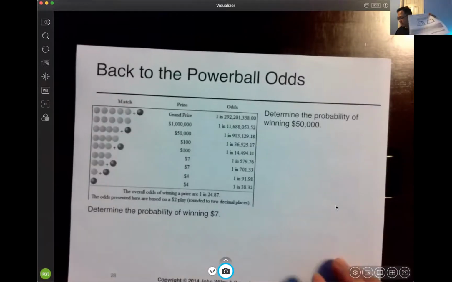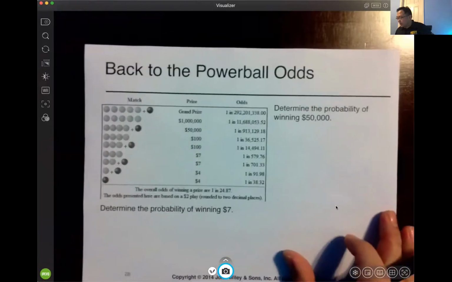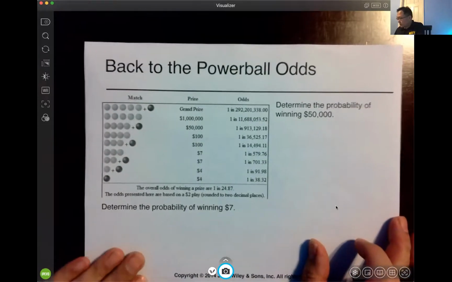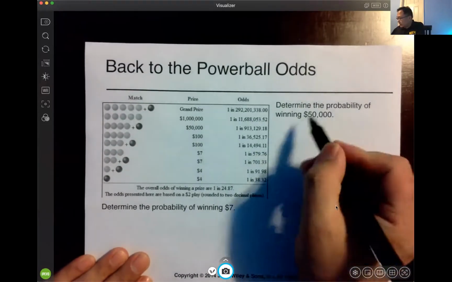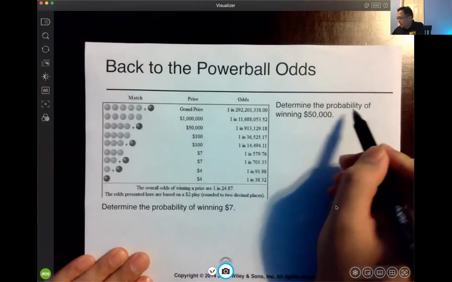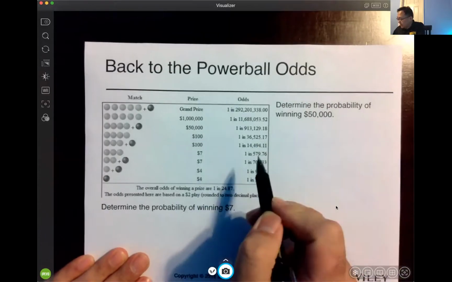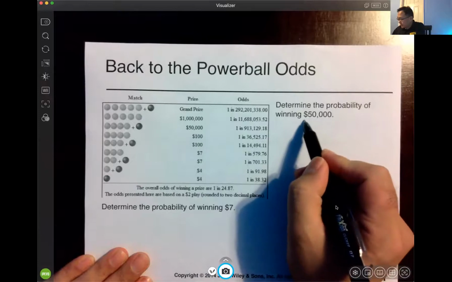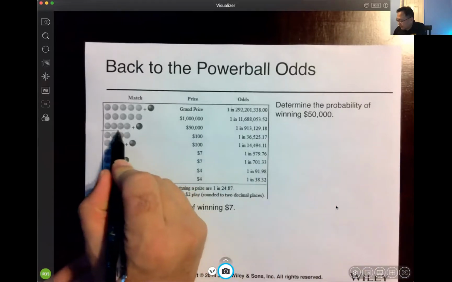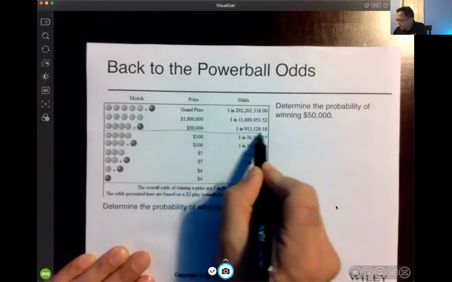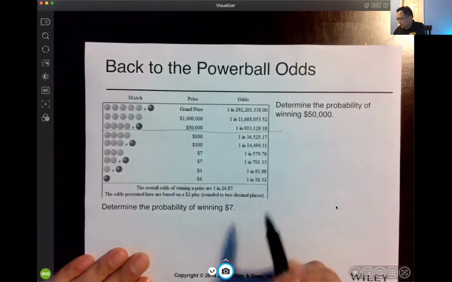So back to the Powerball odds, okay? Can you calculate the probability of winning 50,000? Okay, so that's the prize of this one. Okay, can you get this number?